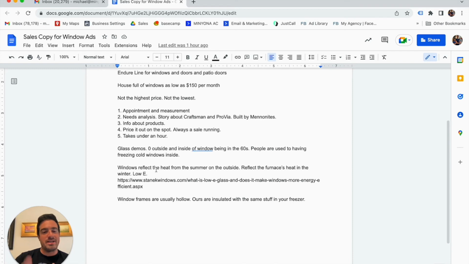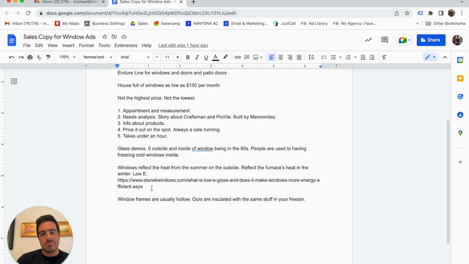I'm sorry. So yeah, right. So it reflects the heat from the summer on the outside. When the summer heat and the sun is hitting the window, it reflects that heat outward, away from the house, so away from the windows. And then on the inside, when it's cold outside, the windows reflect the furnace's heat in the winter, keeping the heat inside the home. And basically, he says that's called low E.